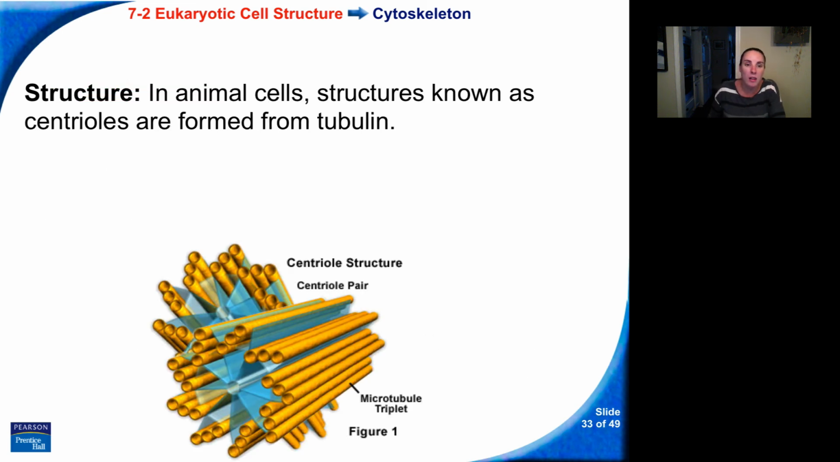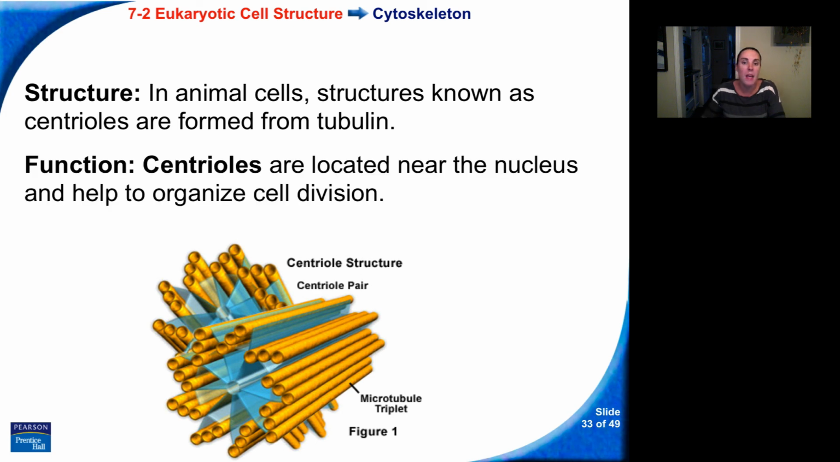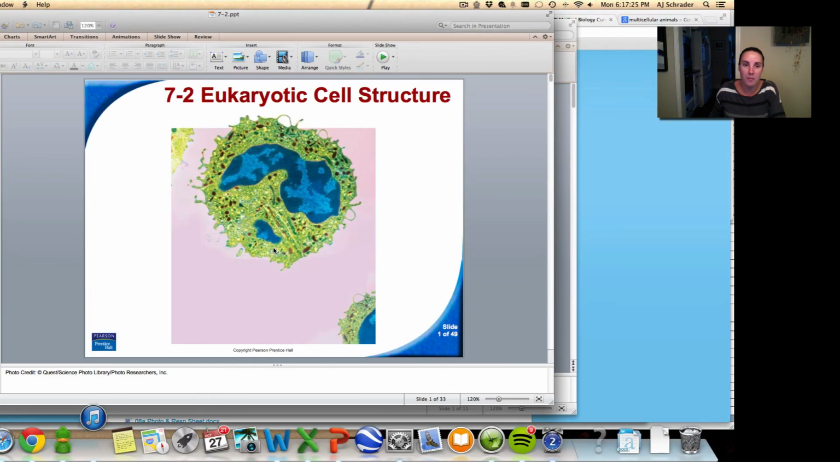And last but not least, in animal cells only, there are structures known as centrioles that are formed from tubulin, which is microtubules. And they're located near the nucleus, and we think they help to organize cell division. The thing is, scientists have actually removed the centrioles, and the animal cell can still divide without the centrioles, but they seem to be involved in cell division.